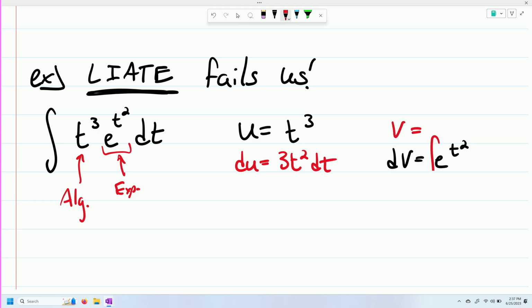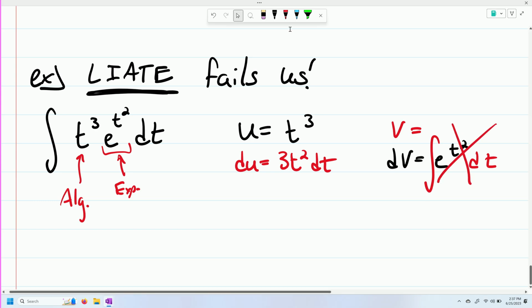However, when you go to integrate e to the t to the second dt, you can't do it. There's no way to do that. We do not have a technique other than numerical analysis in which we can integrate this. And what I mean by numerical analysis is you literally type this into a computer and then you tell the computer, add up 5,000 rectangles, and you got to program all this stuff in there, and you get an approximation to what this is. You never get an actual exact answer. You can't do it. So this is where LIATE actually fails us. So we got to be careful.